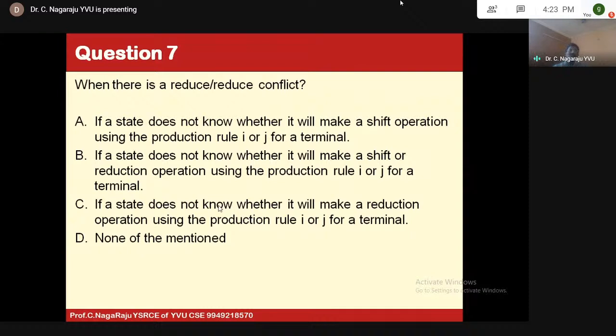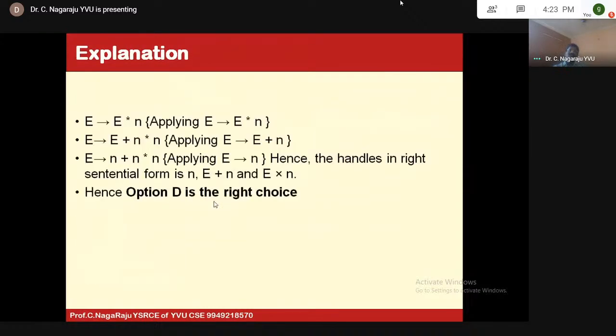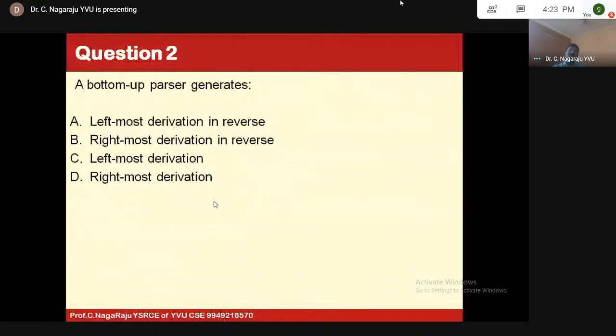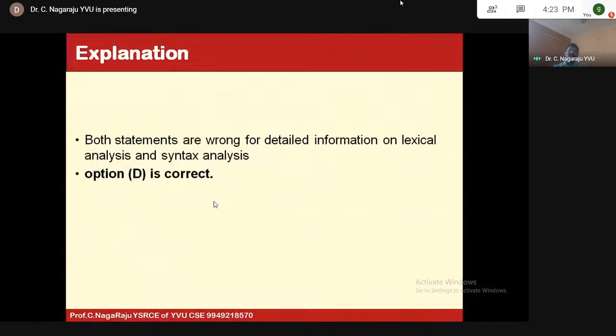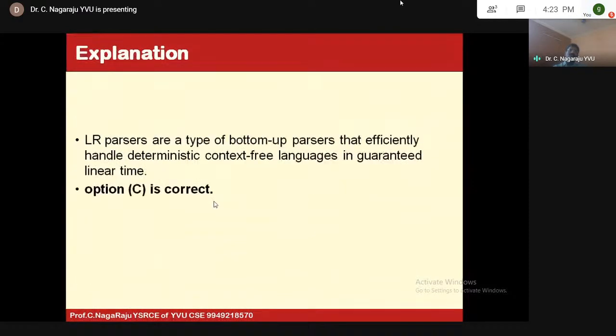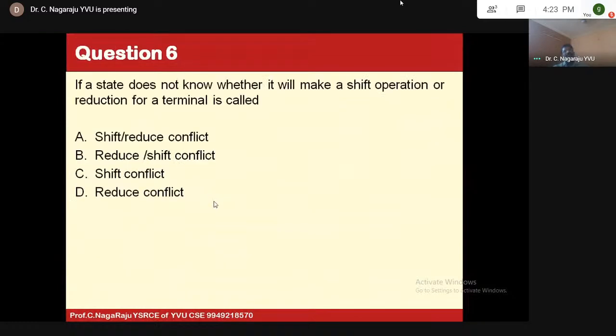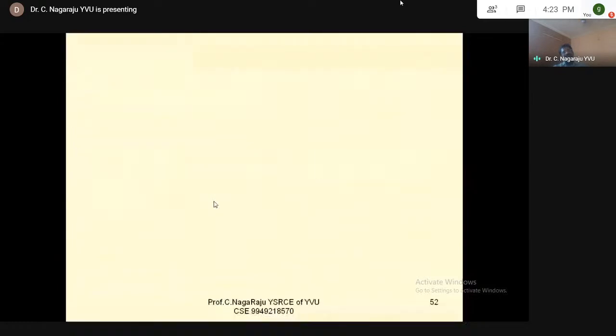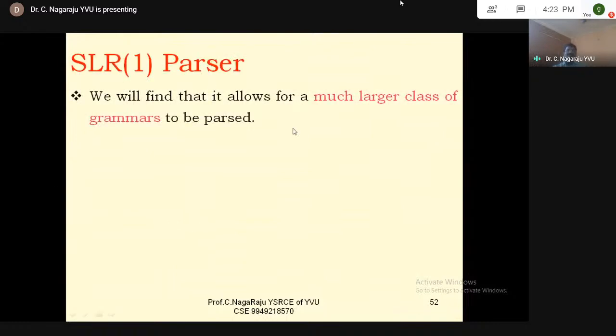These 7 questions are from the LR0 parser. I understood that. That is question number 1, question number 2, question number 3, question number 4, and question number 5. Next you see the SLR parser, which I will explain briefly.